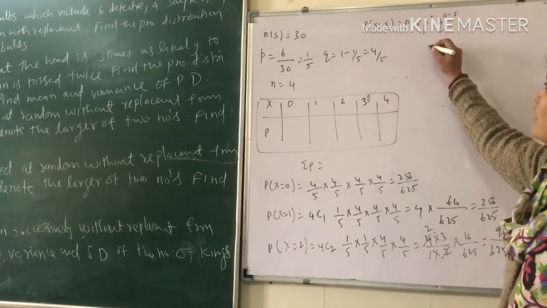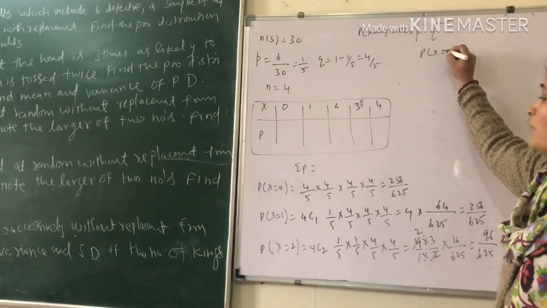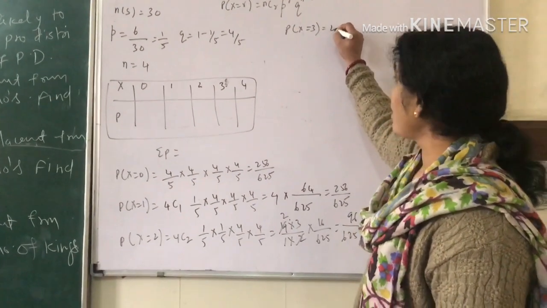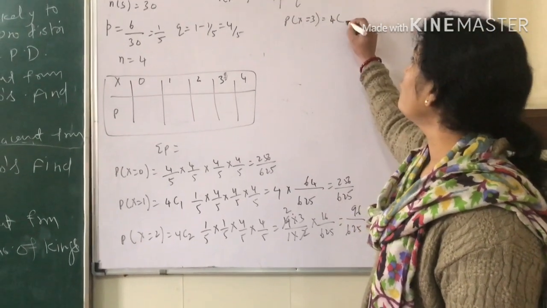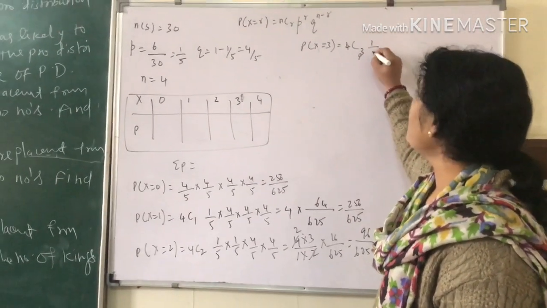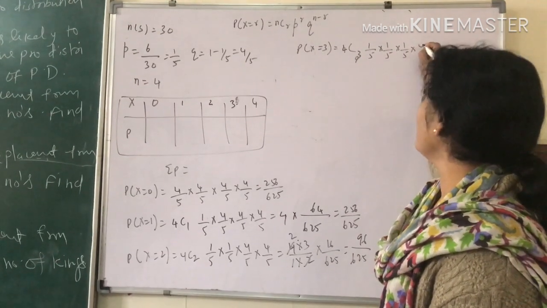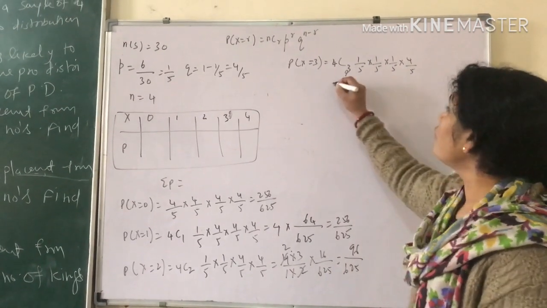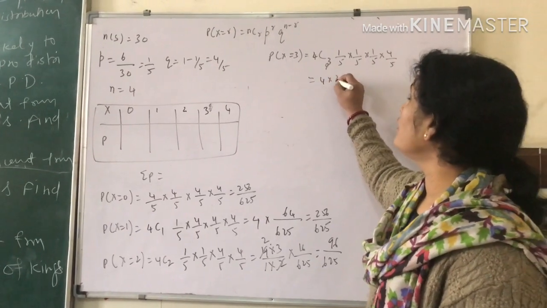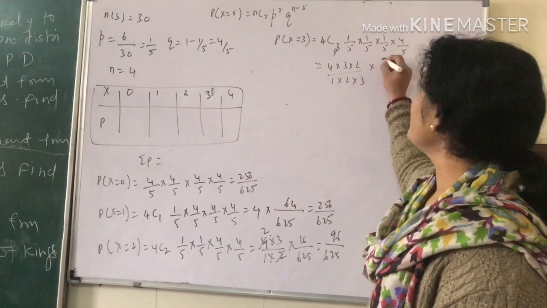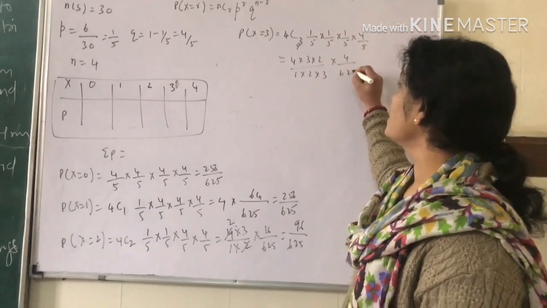Now probability of X equal to 3. That is, out of 4 we have 3 defective. So 4C3 into 1 by 5 cubed, meaning 3 defective and 1 non-defective. Are you clear what I am saying? Now 4C3 means 4 into 3 into 2, the whole upon 1 into 2 into 3. Now this, we are getting, 4 out of 625.